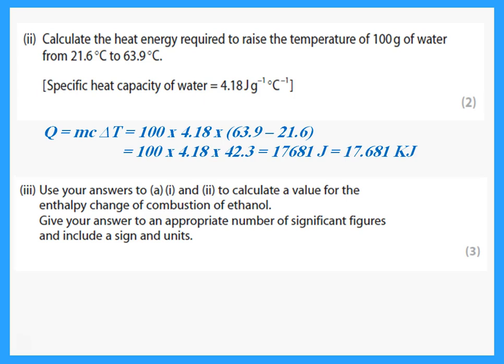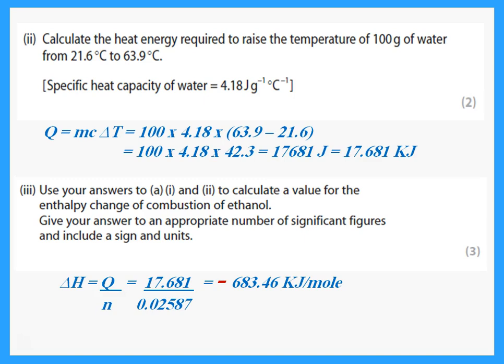Then he says, use your answers to 1 and 2 to calculate a value for the enthalpy change of combustion of ethanol. You know that the delta H, or the enthalpy change of combustion, would be the Q that we calculated over the number of moles. So the number of moles that we calculated in the previous question, we use that, and that gives me a number. Remember that delta H must have a sign.